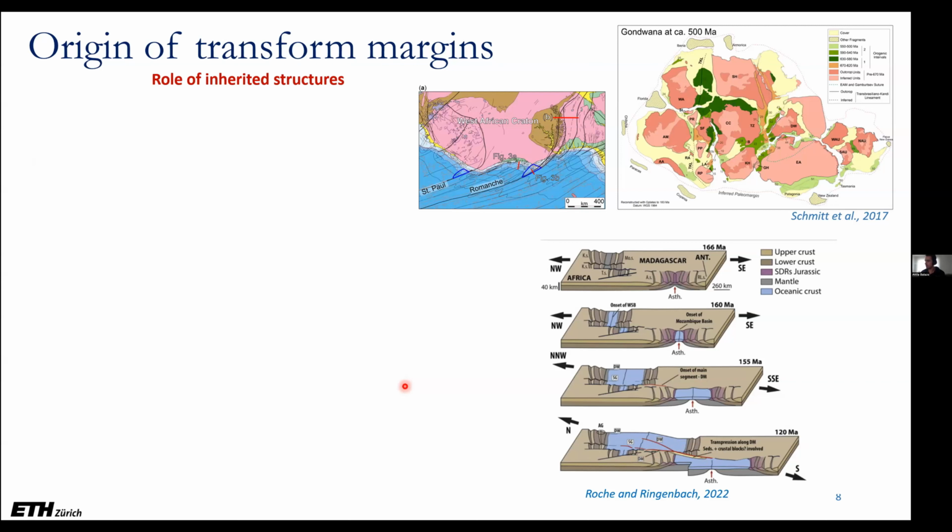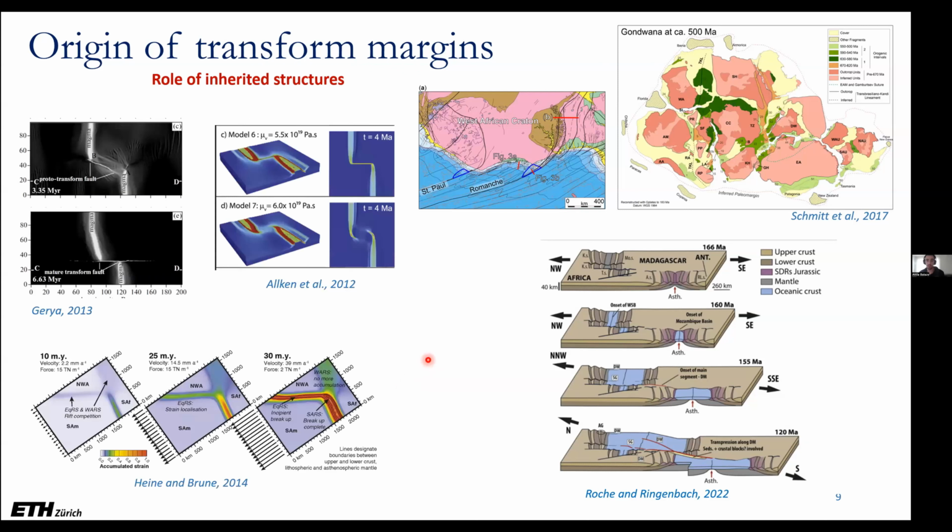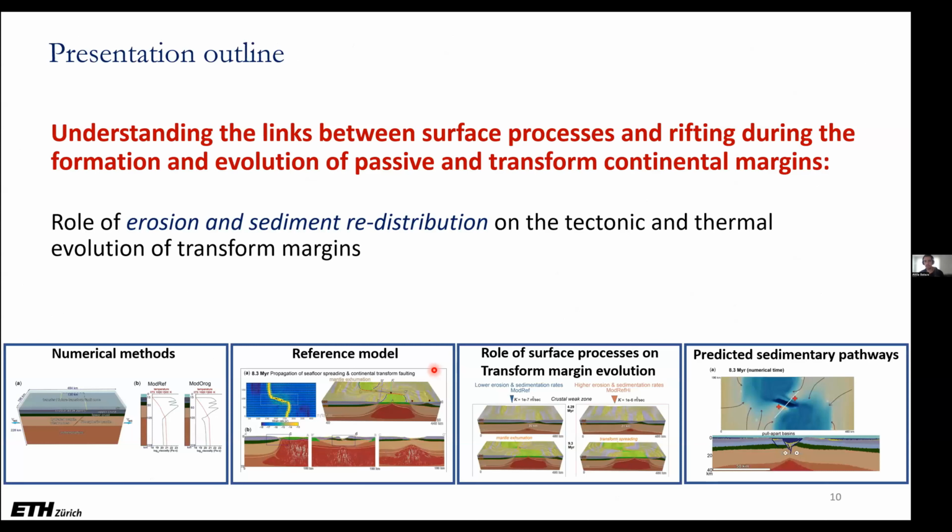fracture zone. So these inferences inspired many modeling studies that address the evolution of transfer zones resulting from two evolving rift zones initially localized by thermal or compositional heterogeneities. Other studies also address the role of more complex weak zone geometries. So in this study, I will focus on the links between surface processes and rifting during the formation and evolution of passive and transform continental margins, and particularly address the role of erosion and sedimentation and the influence of different crustal or lithospheric mantle inherited weak zones.